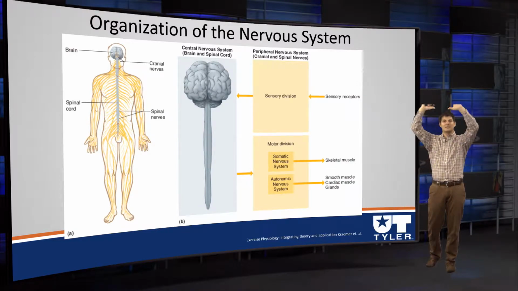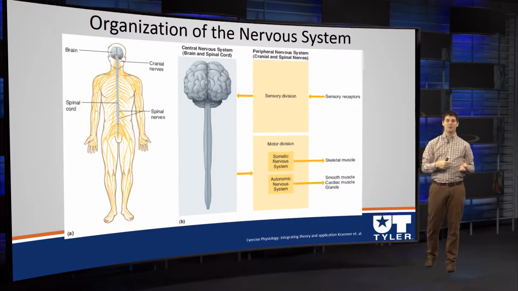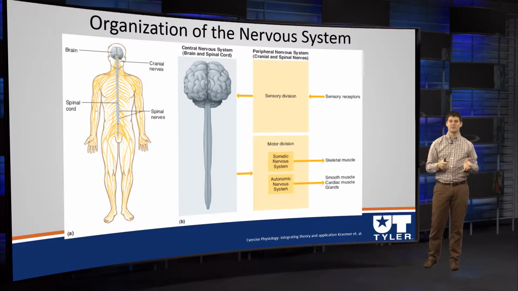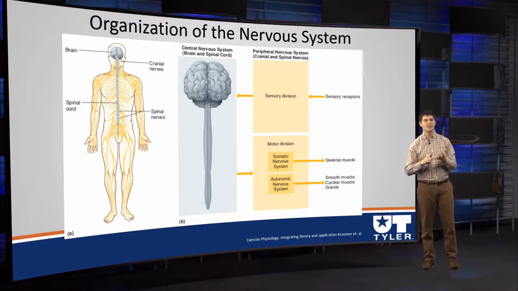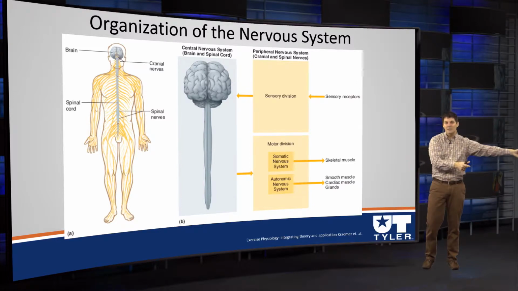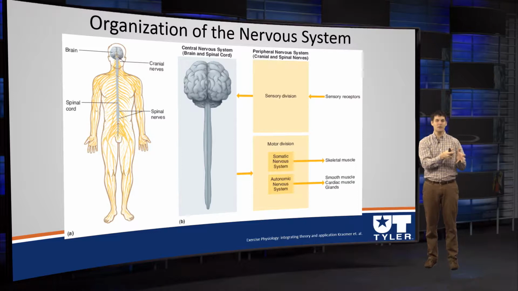So the idea is we could start with the nervous system. The nervous system can then be broken into two different parts. The first is the central nervous system. The central nervous system is nice and simple, it contains two parts. Our central nervous system is going to connect our brain and our spinal cord. So that's one half of the nervous system.